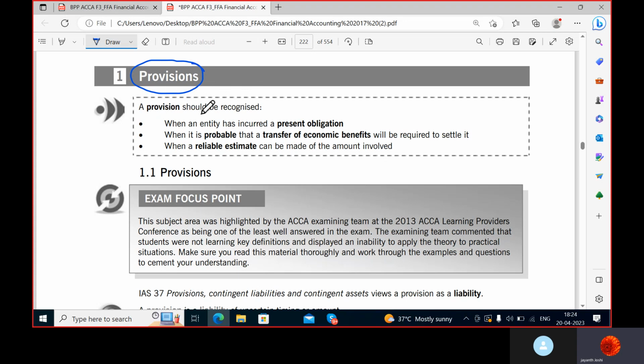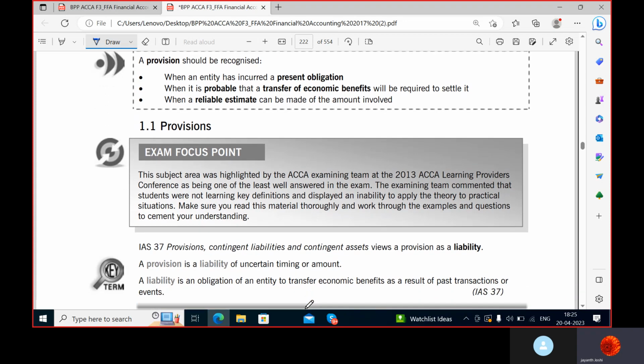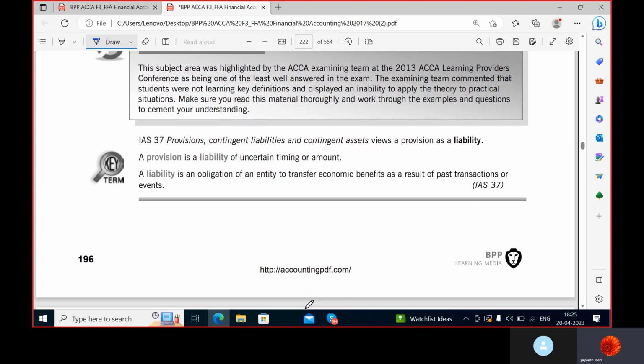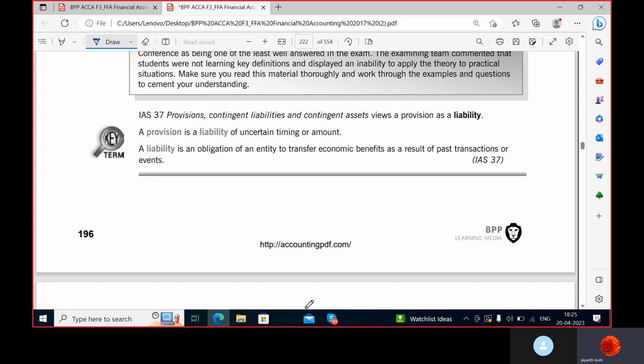In order to understand provision, we have to know about three things. Why we have to recognize it in the books, why you have to show it in the books, what's the reason behind that? One more thing, this comes under IAS 37. All these three: provisions, contingent liability and contingent assets. Now, provision is always shown as a liability.